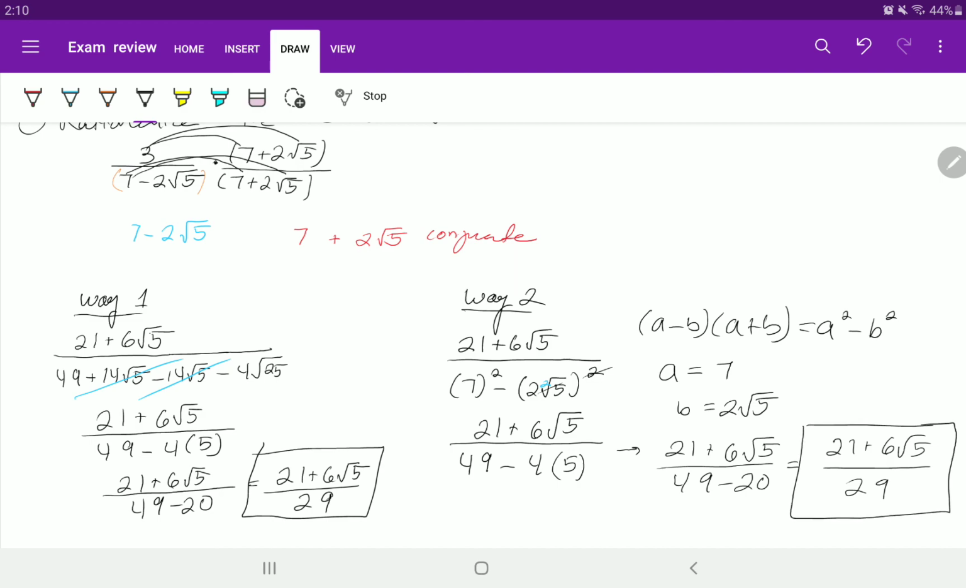Alright guys, that is 2 ways to rationalize our denominator. Either method works.